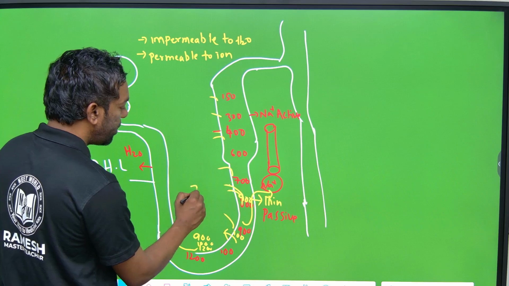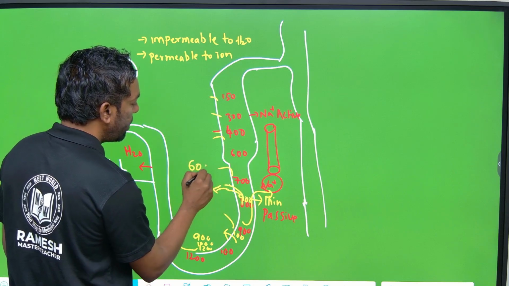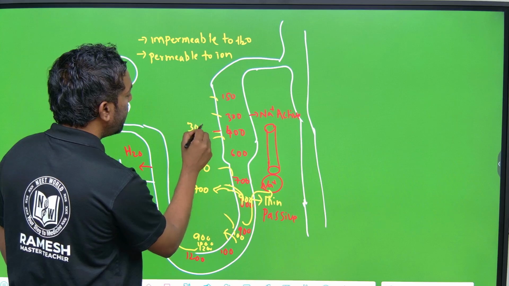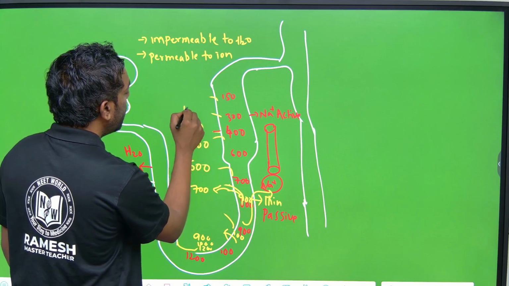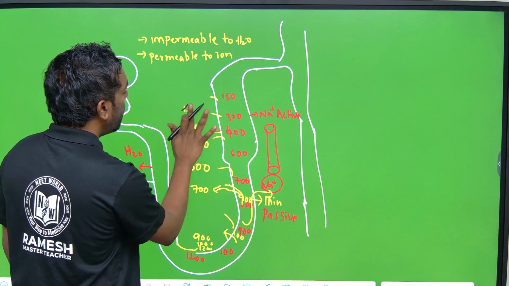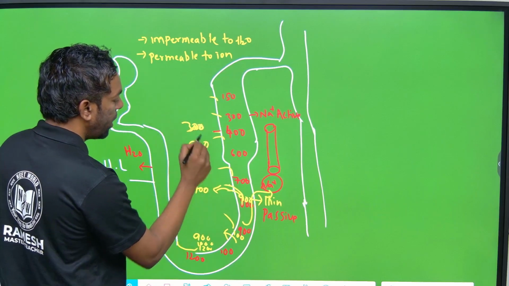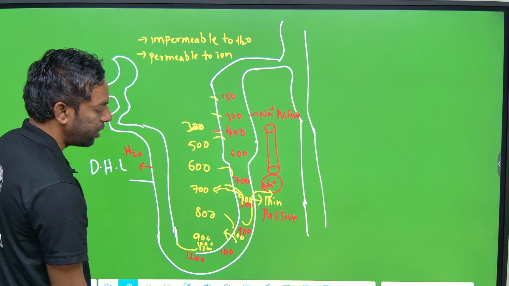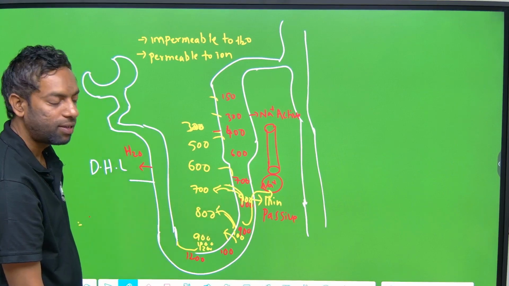Here 700, 600, 500, 300, okay, up to here 300. Here 900 is there, here 800 is there. The ions enter here, there is an imbalance, okay.